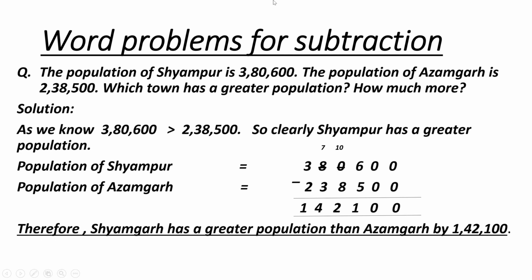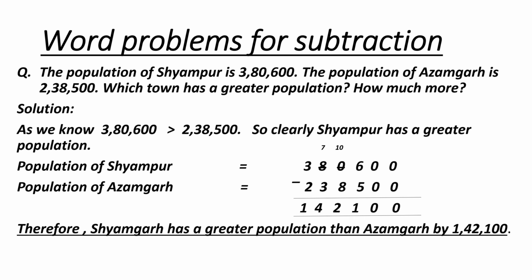Now we'll come to the word problems for subtraction. So let's start with the word problems. The question is, the population of Shampur is 3,80,600 and the population of Azamgarh is 2,38,500. You have to tell which town has a greater population and by how much more. So as we already know that 3,80,600 is greater than 2,38,500, we know that Shampur has a greater population. But now we have to find out by how much.